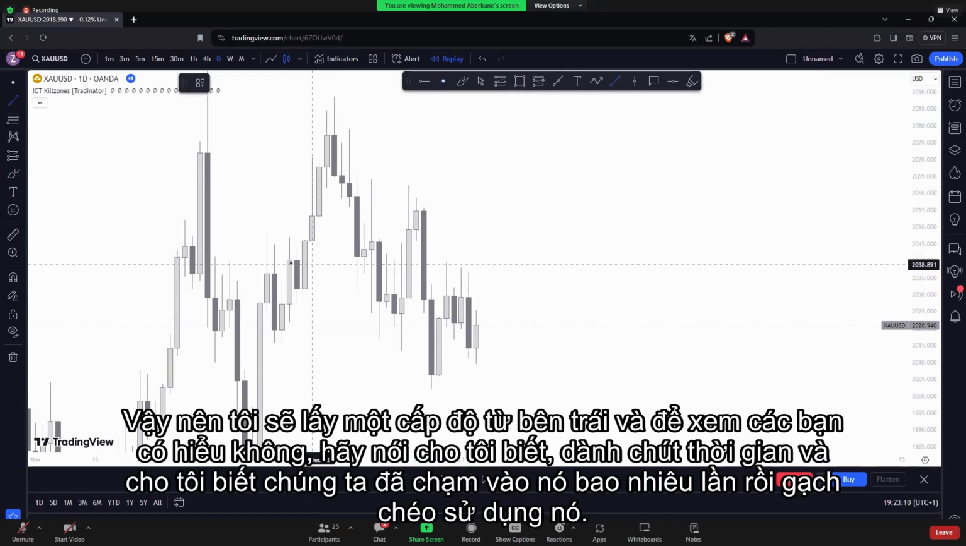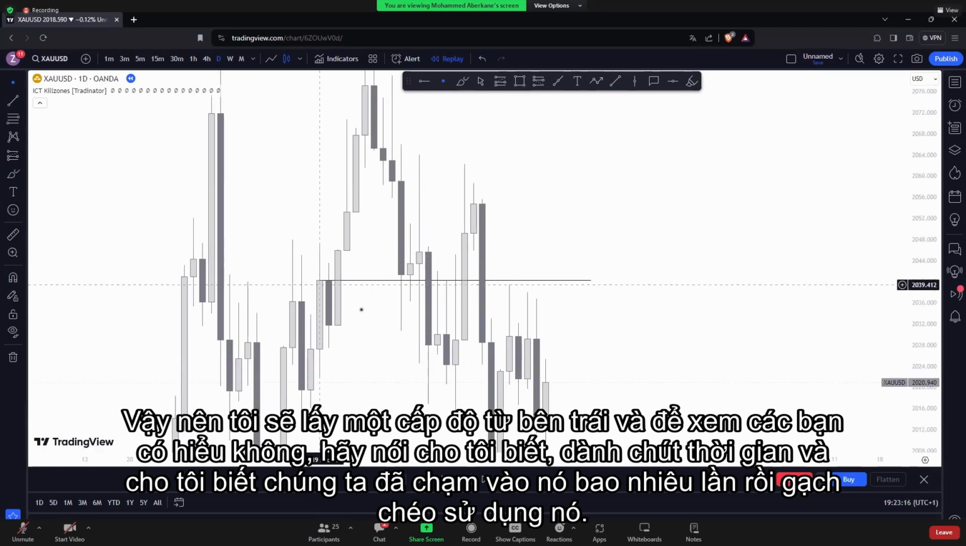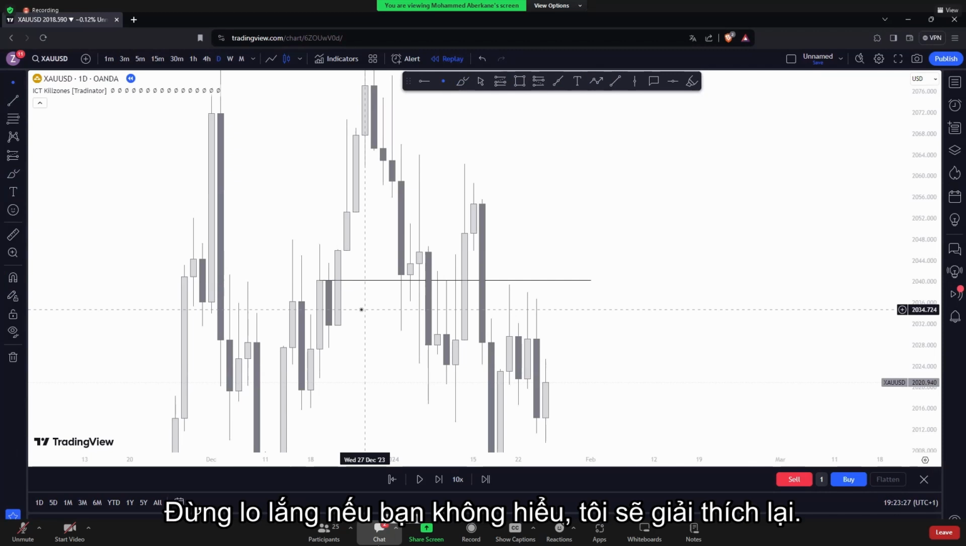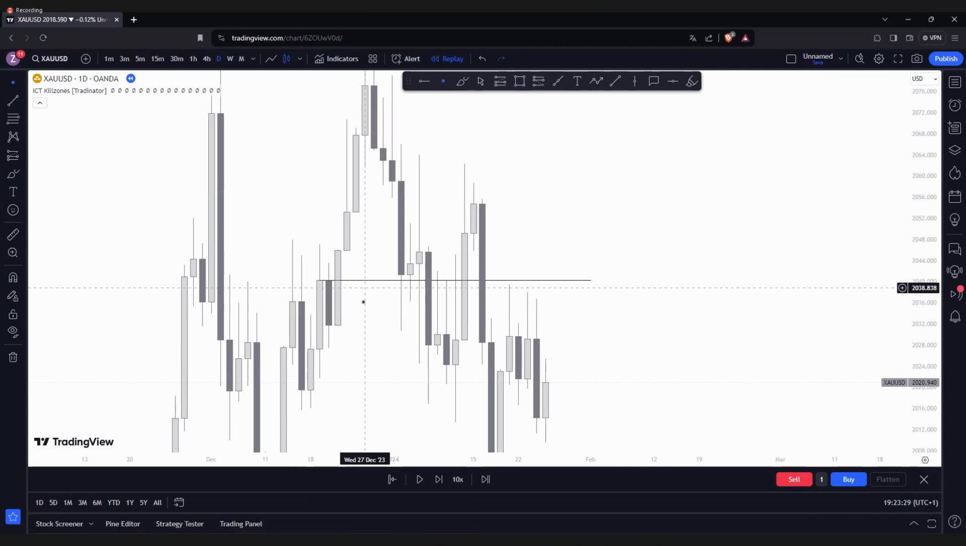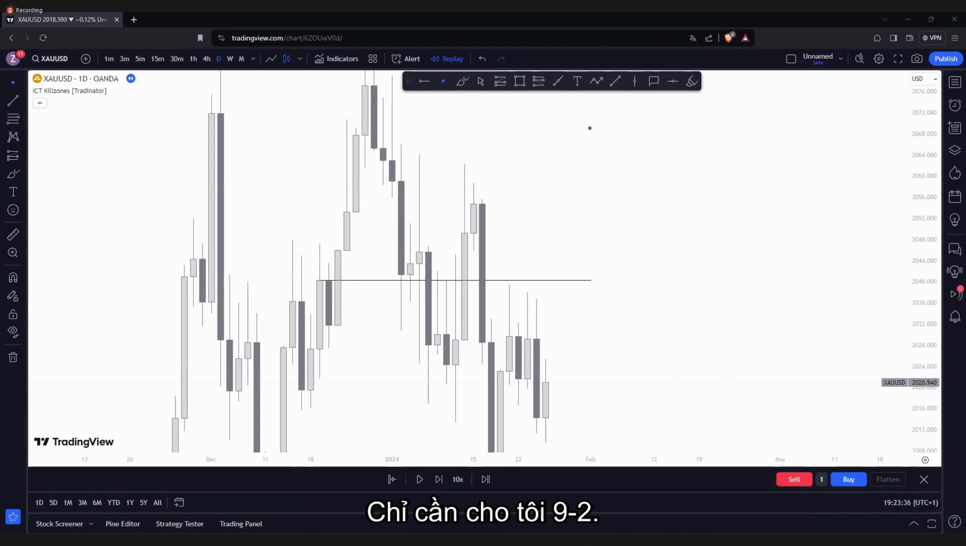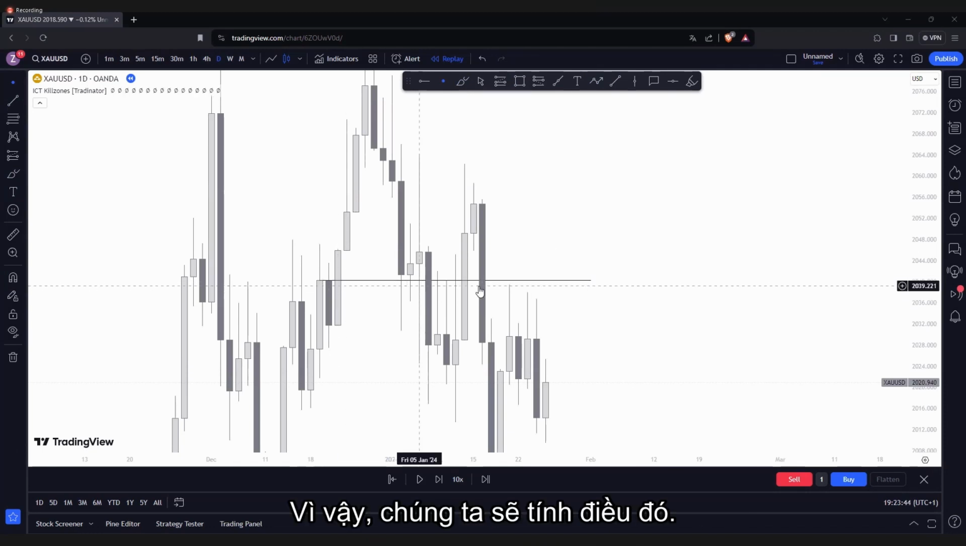So I'm gonna take a level from the left, and to see if you guys understood, take your time and tell me how many times did we touch it and use it. You're going to be counting how many times the price action touched it, and how many times we used it. There is a difference between use and touch. Don't worry if you don't understand, I'll be explaining that again. I don't want your random answers. Just give me 9, 2. So 9 for touches and 2 for uses. So we're gonna be counting that.